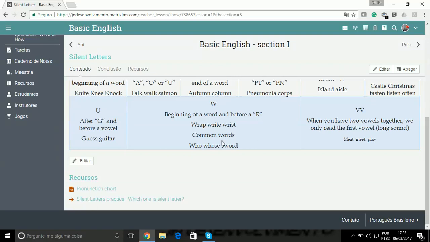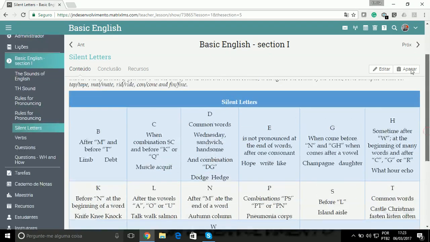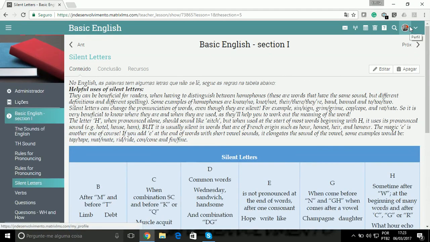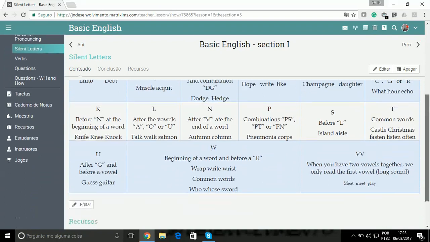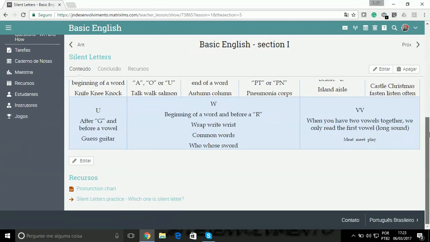Okay, in this lesson, we're going to learn about silent letters. These are very important. Why? Because in English, we have silent letters to distinguish some words with a similar phonetic. In this chart, on this page, you'll see all the rules of these letters.